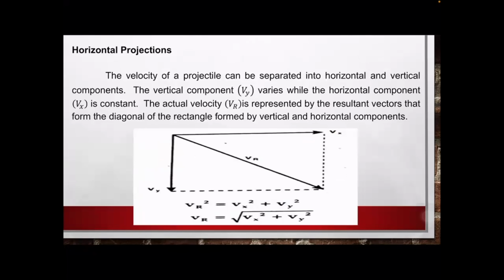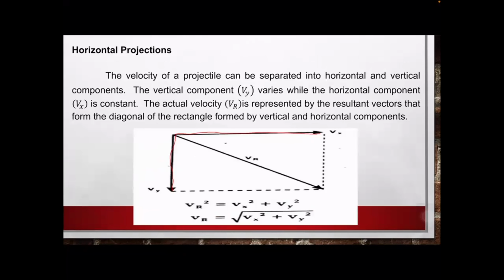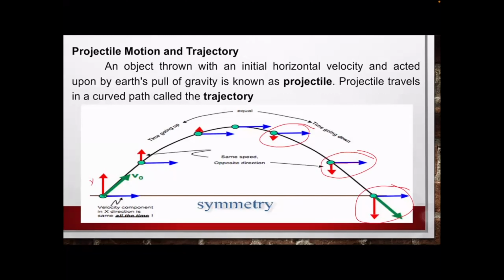So, the actual velocity, v sub r, is represented by the vector that forms the diagonal of the rectangle formed by the vertical and horizontal components. So, this part, itong drawing na to, ay galing dito. Ayan. Tapos, pabaliktad. Kung pabaliktad naman siya, ito naman siya. Ito yung naging Vy, tapos ito yung Vx, V sub x. Pabaliktad. So, in this case, ito yung Vx, tapos ito yung Vy.